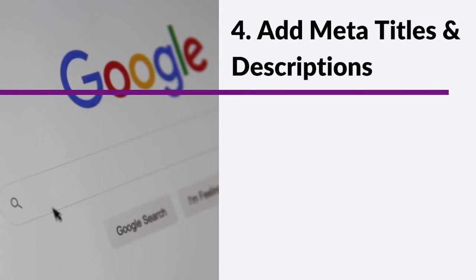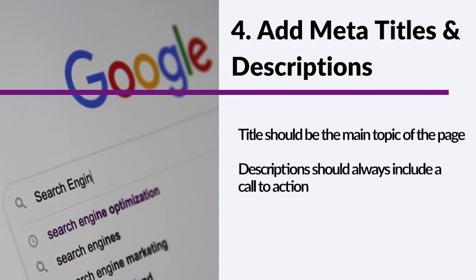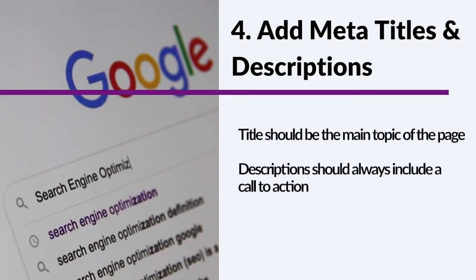Now, this is another slightly time-consuming task, and I'm really sorry, but it is so very important. All of your main website pages should have a meta title and description. That's the main topic as the title, and the description should theoretically include some kind of call to action in that. Now, these are what searchers see in Google search results, and they'll impact whether or not someone actually clicks on your result. You can be number one, but if your meta title and description doesn't match what they're looking for, they're going to bypass you.